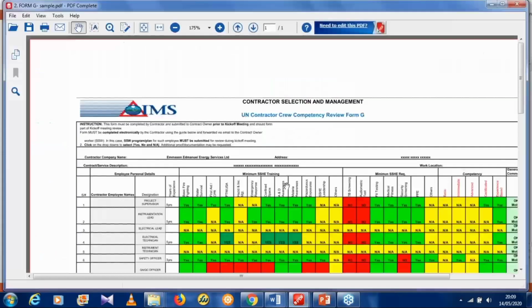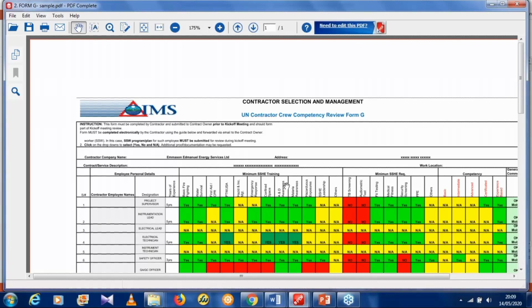Now, as I was saying, the crew that is going to be executing that project will have to be thoroughly checked. What you're seeing right now is an example of what one of the IOCs uses for their contractor crew competency review. They call that the Form G, the standard practice. If you look closely, it is actually a spreadsheet that was converted to this.